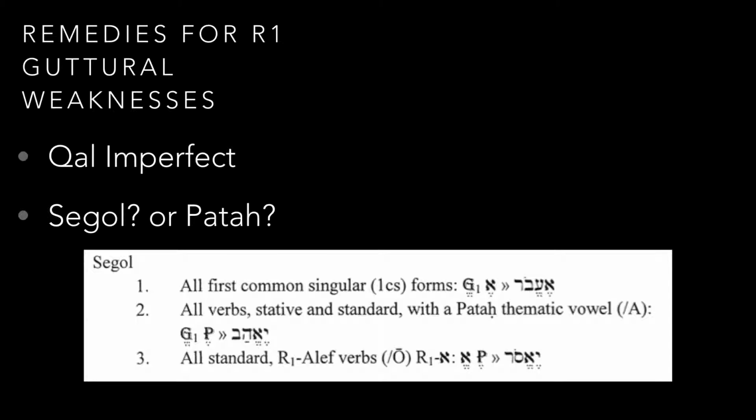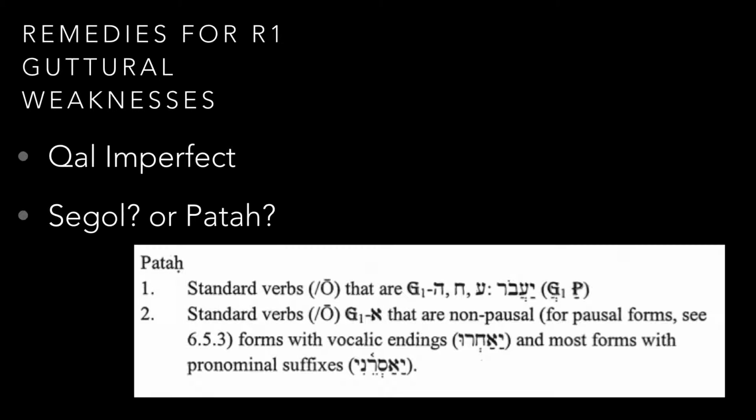R1 aleph verbs. Again, there's our aleph, wanting that segol, the 5-star general. That's a good general rule to think of. With the Qal imperfect, we're going to get the patach composite under the R1 guttural, when we have a hey, het, or ayin. Also with standard verbs that have an aleph that's non-pausal.